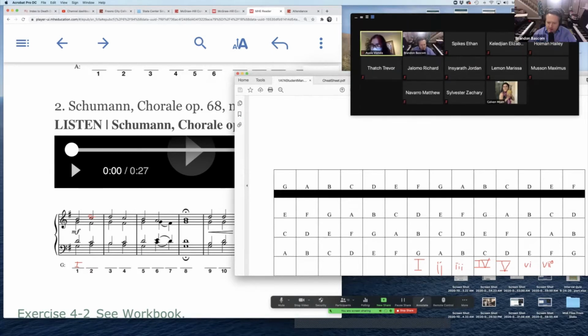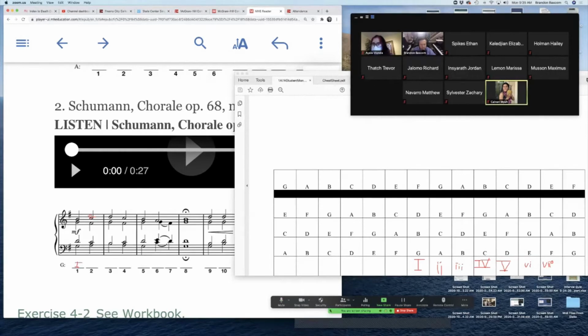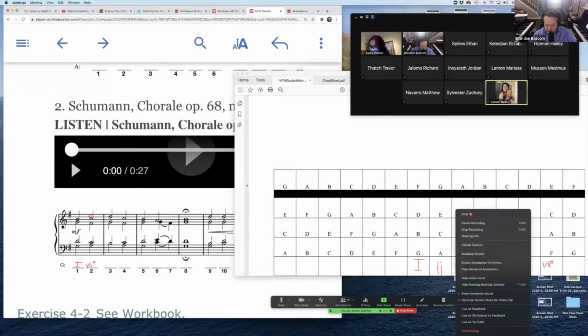F sharp, C. Means we have a seven chord, yes? Not a seventh, but a seven. So we're going to write Roman numeral VII. Is it in root position? What note has to be in the bottom if we're in root position?